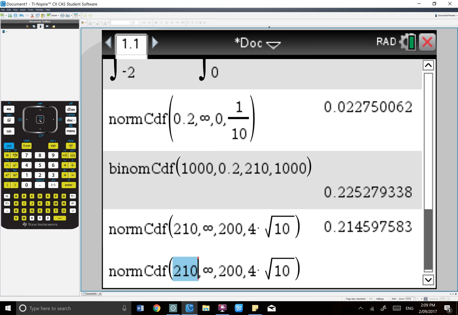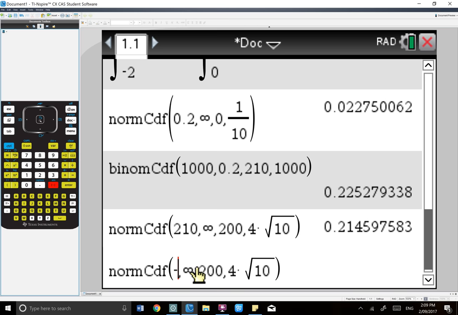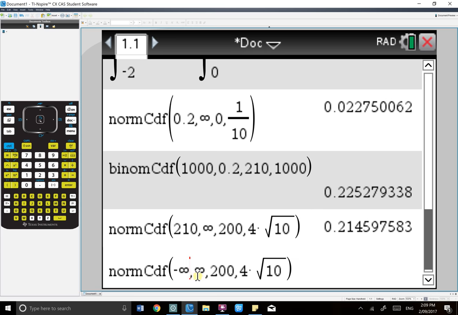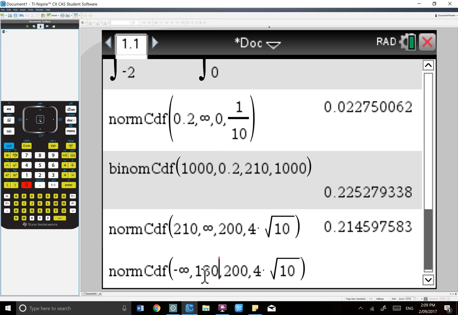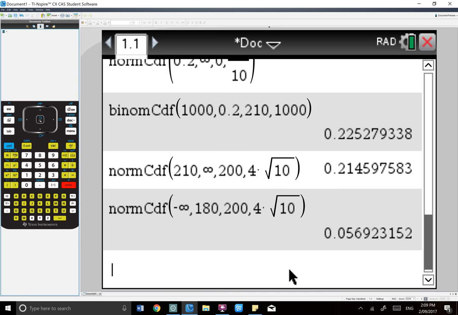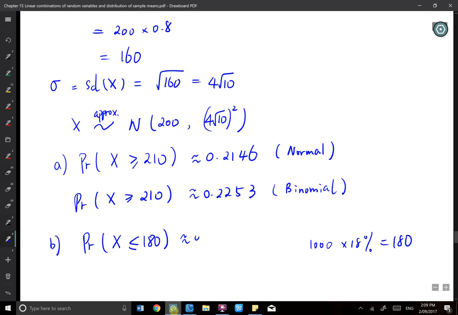I want minus infinity. Well, have a think about that. If you use normal, then the 1,000 is not the restriction anymore. So the range goes from negative infinity to 180. The 1,000 is not the bound restriction point. That's 0.0569. That's using normal.